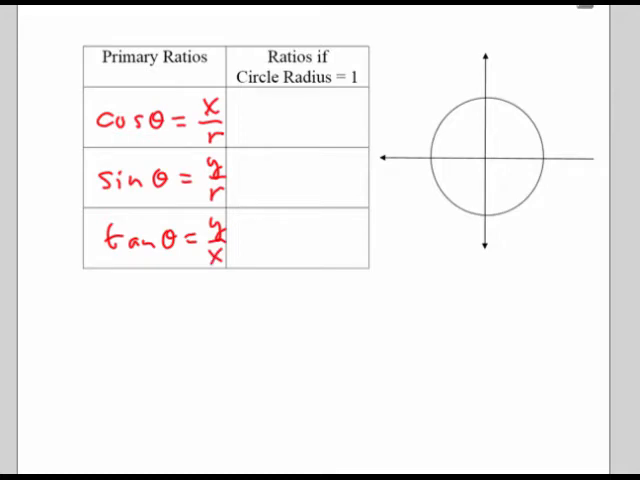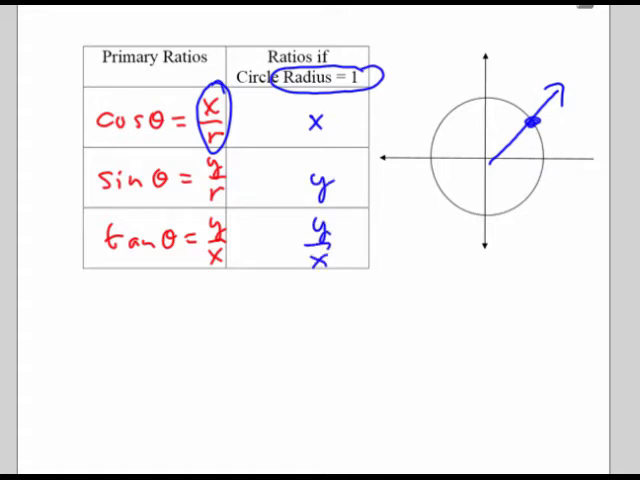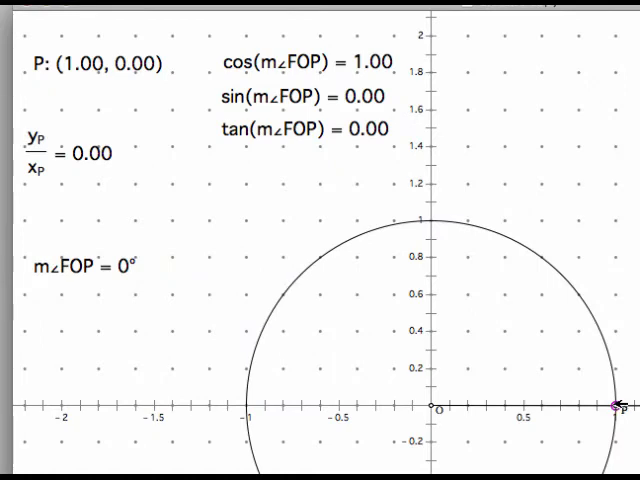Now the cool thing with a unit circle, a circle of radius 1, is that if the radius was 1, cosine is simply the x coordinate on the unit circle. And sine would be the y coordinate on the unit circle, and tangent would still be the slope y over x. So if I had an angle here, and I had a point given, I would know the cosine and sine of my angle simply by knowing the x and the y coordinate. So here's just a little animation to show you how this works.